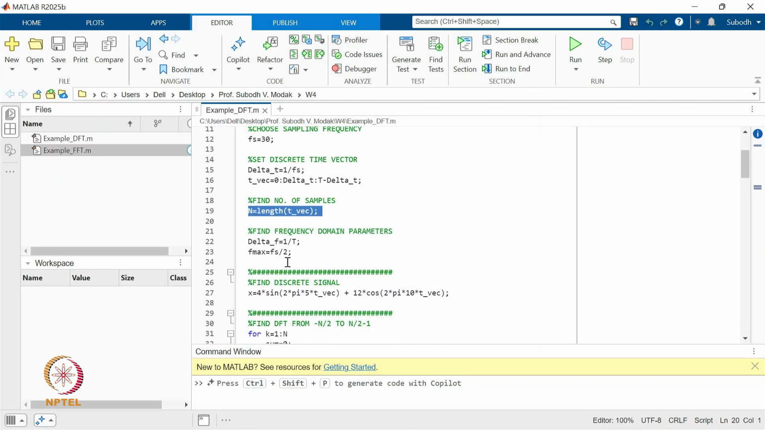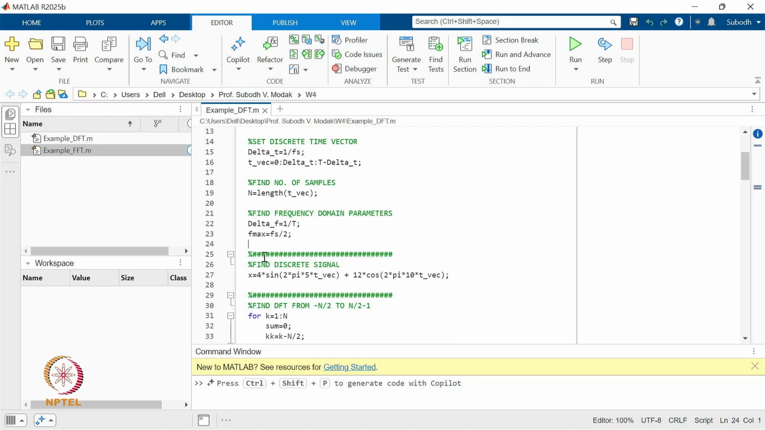Now we find the frequency domain parameters. The frequency resolution delta f is equal to 1 upon the record length. Then we have the maximum frequency, or the range of the Fourier spectrum or the DFT, f max, that is fs by 2. So, these are the time and frequency domain parameters.